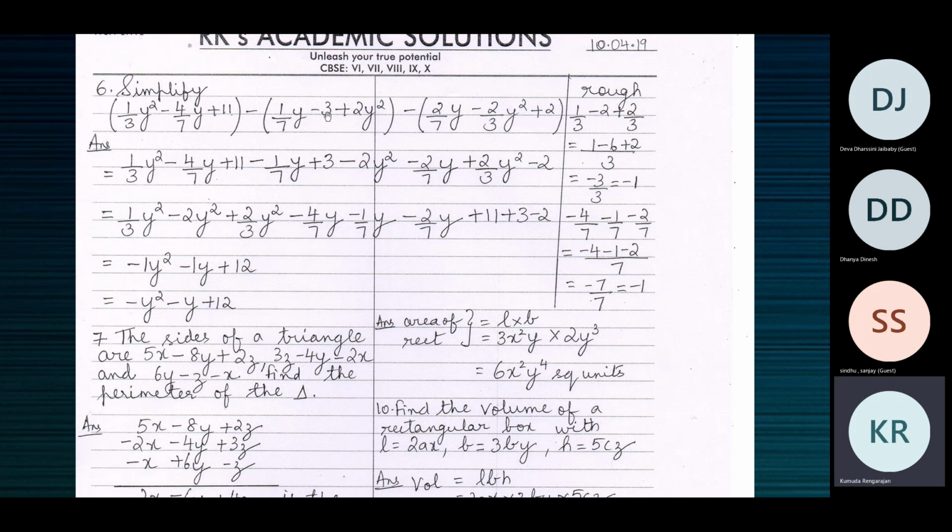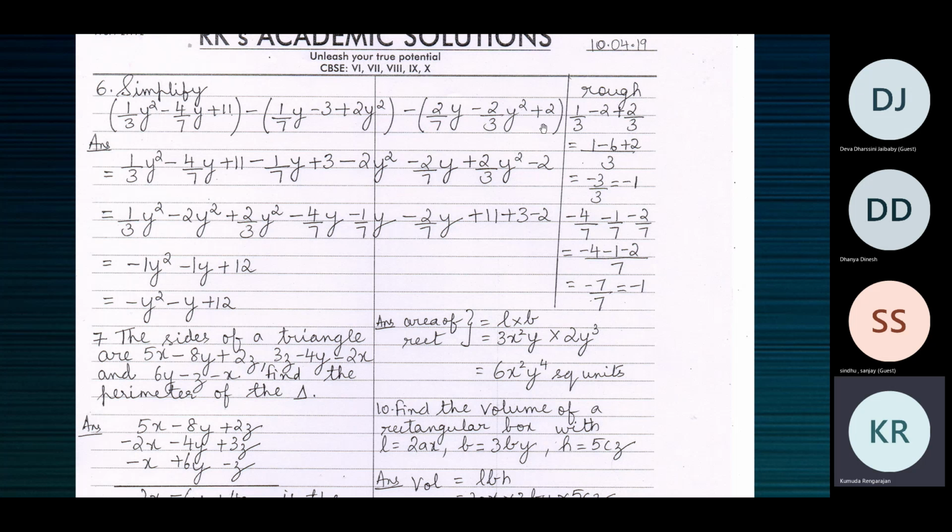Then the next term, minus 3. So this minus has to be multiplied with the minus here. Plus. And 3 as it is. Then the next term, plus 2y square. So plus into minus is minus, and 2y square comes down as it is.